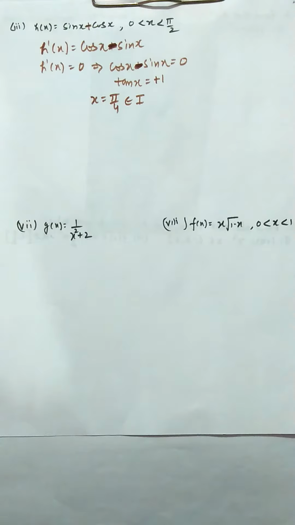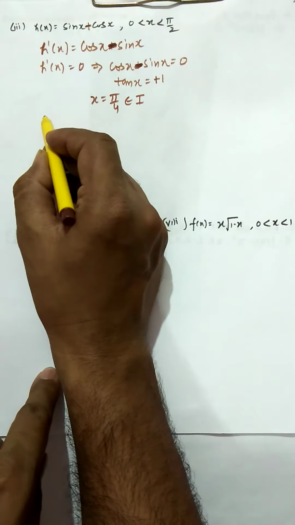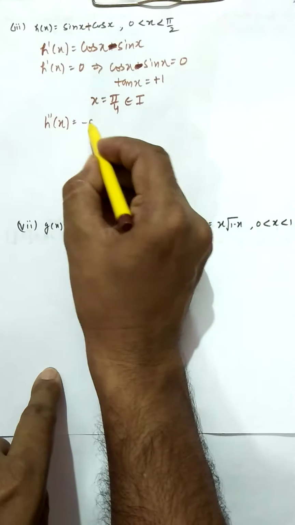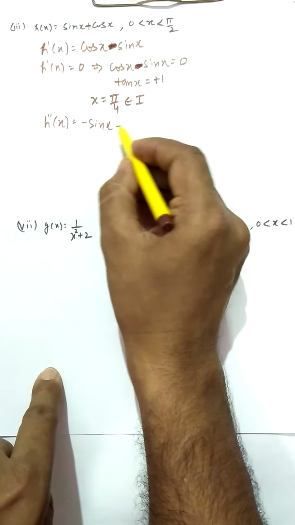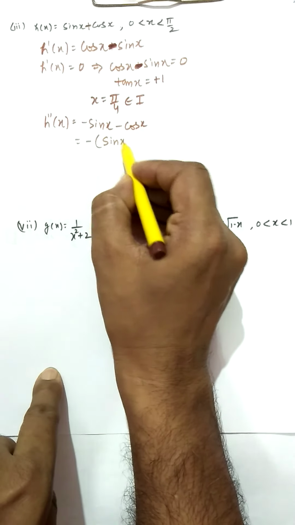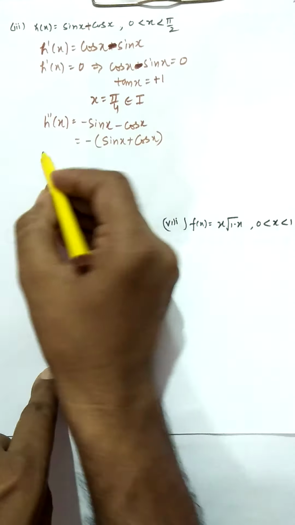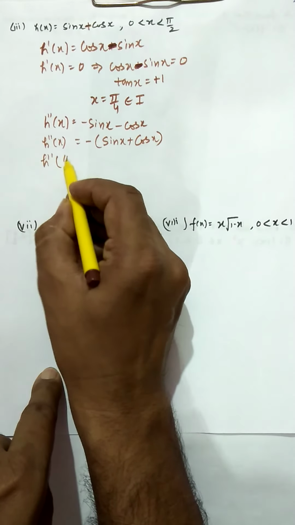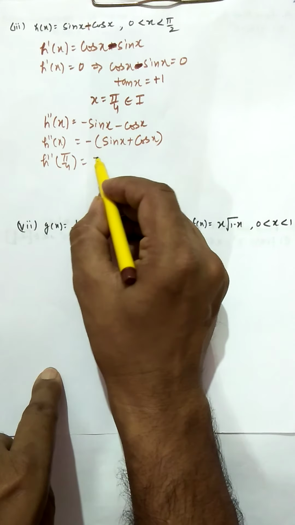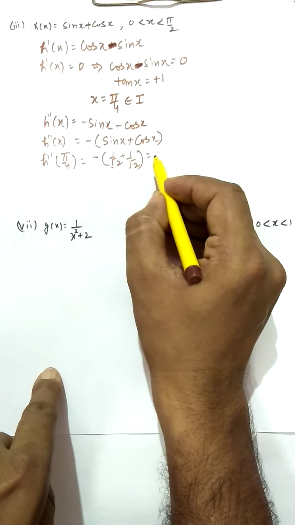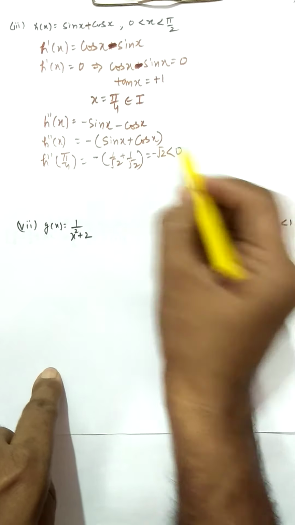Now this value is going to give you either the maximum value or the minimum value, that we have to check. We find the double derivative h double dash x. This cos x is going to be minus sin x, and this sin x is going to be cos x. You can take minus common, so this is minus (sin x plus cos x). If you find the value of the double derivative at pi by 4, it's going to be minus 1 by root 2 plus 1 by root 2, that is going to be minus root 2, which is negative.